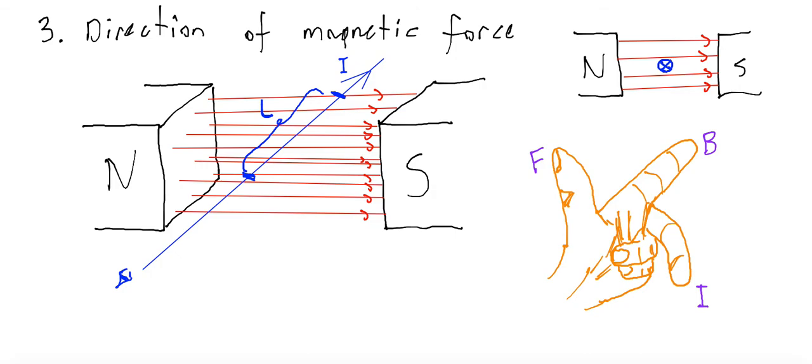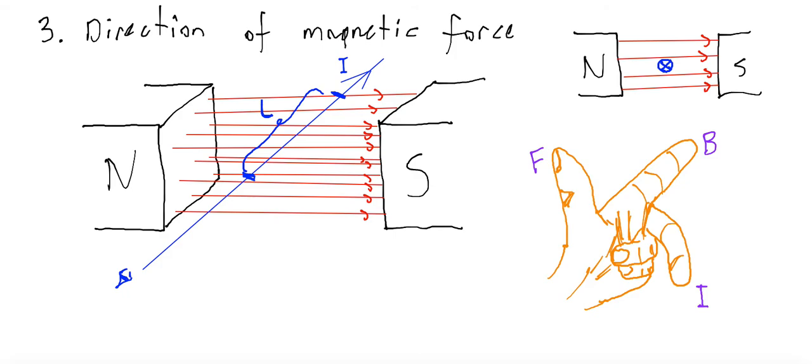You can imagine that this configuration of your fingers presents something like a pistol, but of course left hand, not right. And you can imagine that you have a pistol and you say FBI, freeze. It's easy to memorize. FBI: F, force, B, magnetic field, I, current.